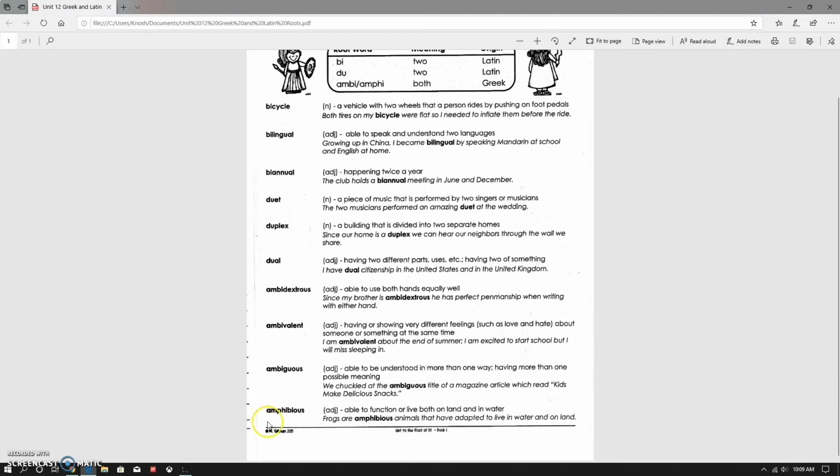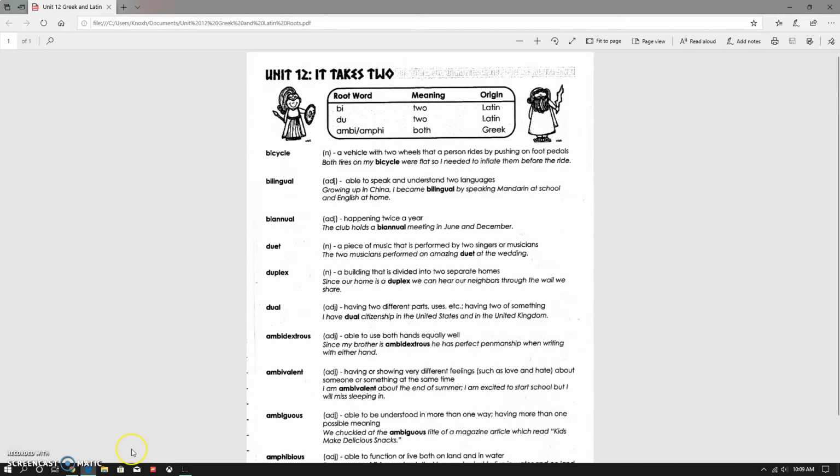Okay. Amphibious also describes things that live both on land and water. We think about amphibians, and those are creatures that live on land and water. So amphibious describes something that can live on both land and water. All right. So that's going to be it for that.